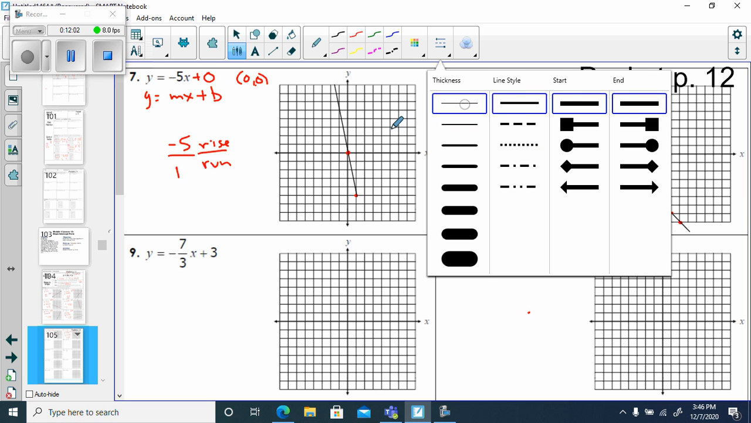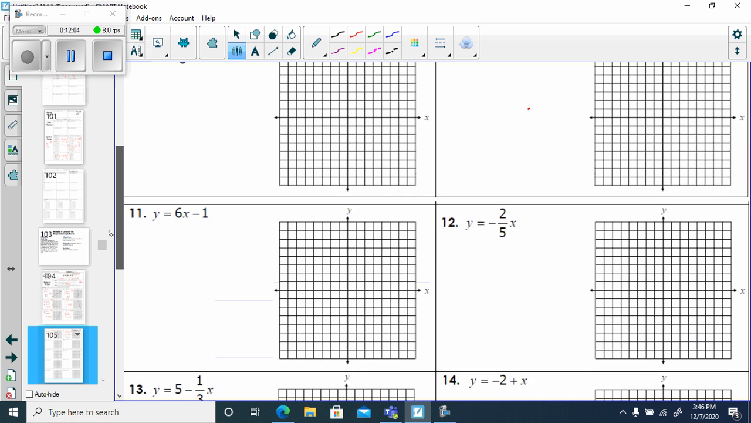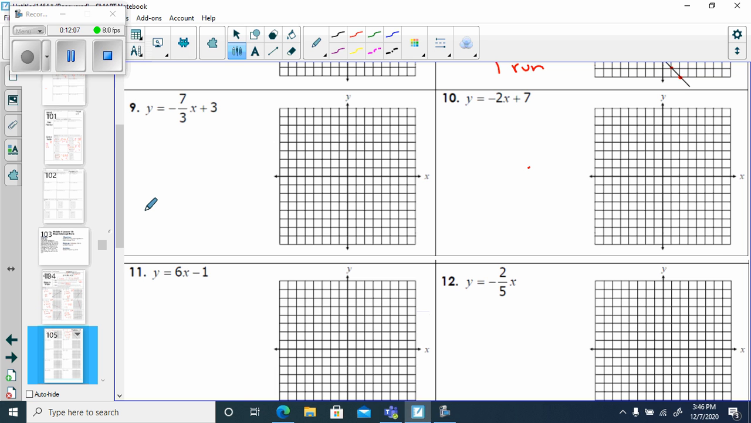Okay, let's try number 9 here. Y is equal to negative 7/3 x plus 3. A linear equation is y is equal to mx plus b. B tells me where I start on the y-axis. I start at 3, the point 0, 3.